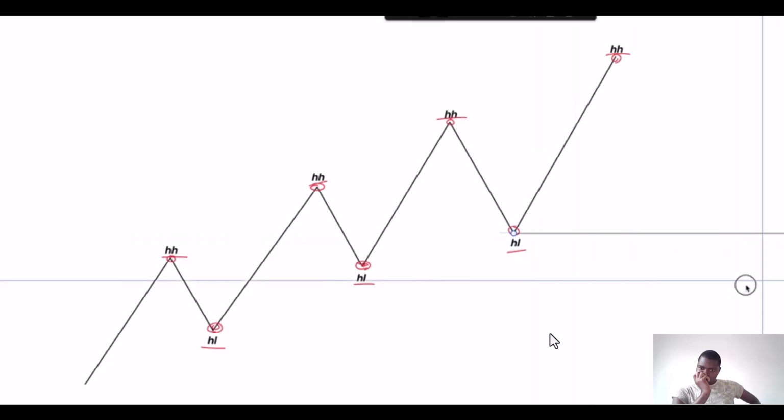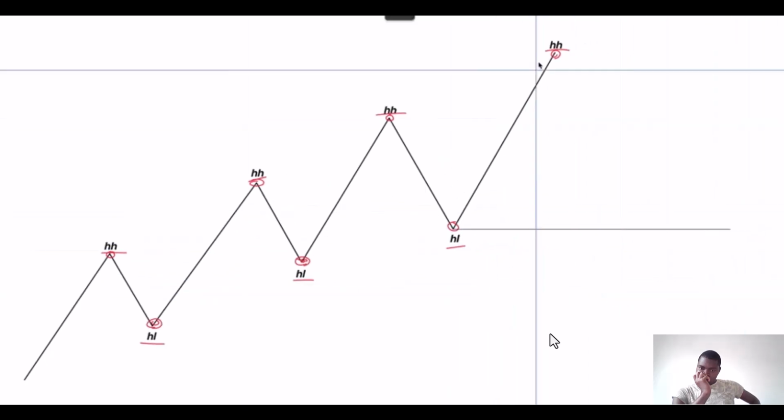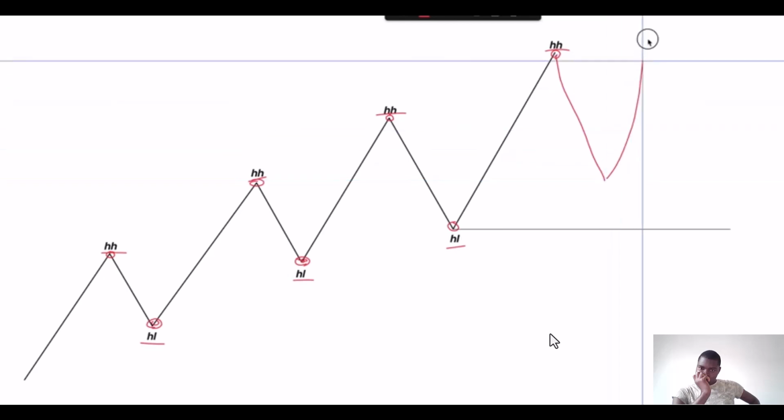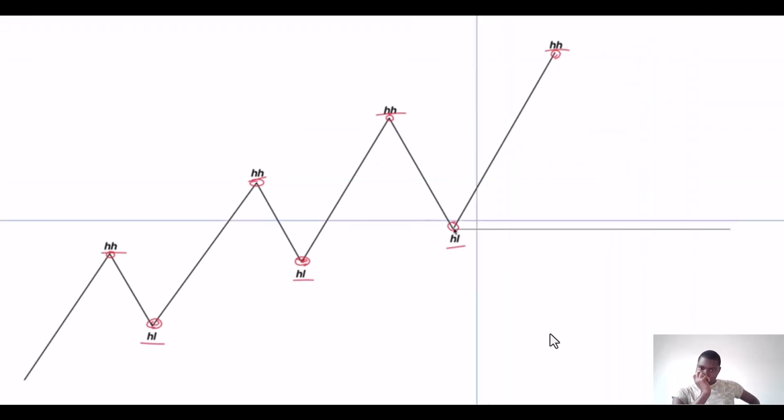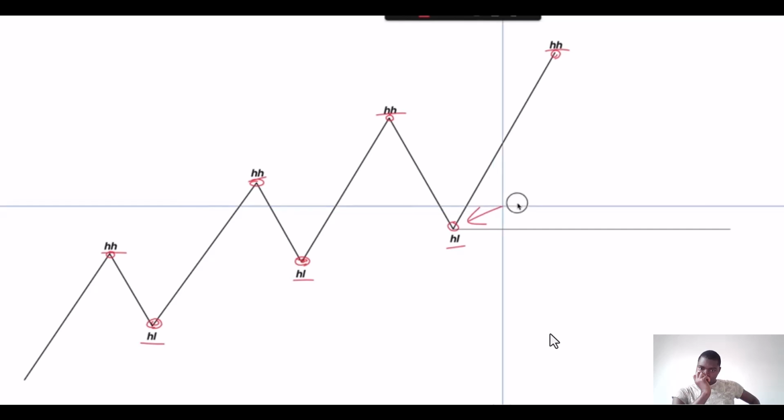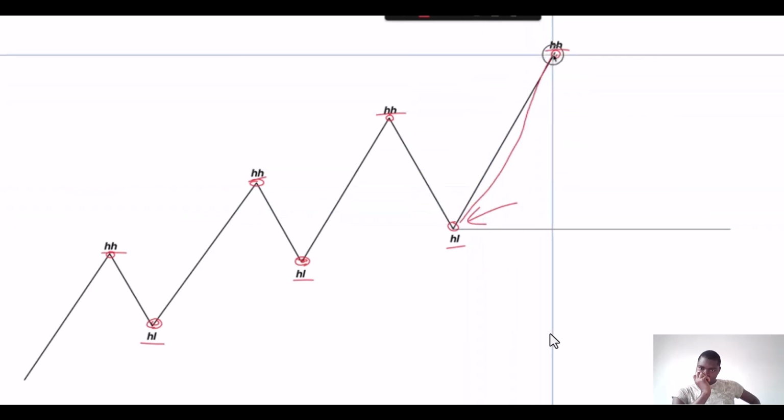Providing the market continues to make higher lows, then this market should indeed continue moving higher. And the idea for us as traders, which we're going to get into soon, is to buy around these higher low points to catch these larger moves.